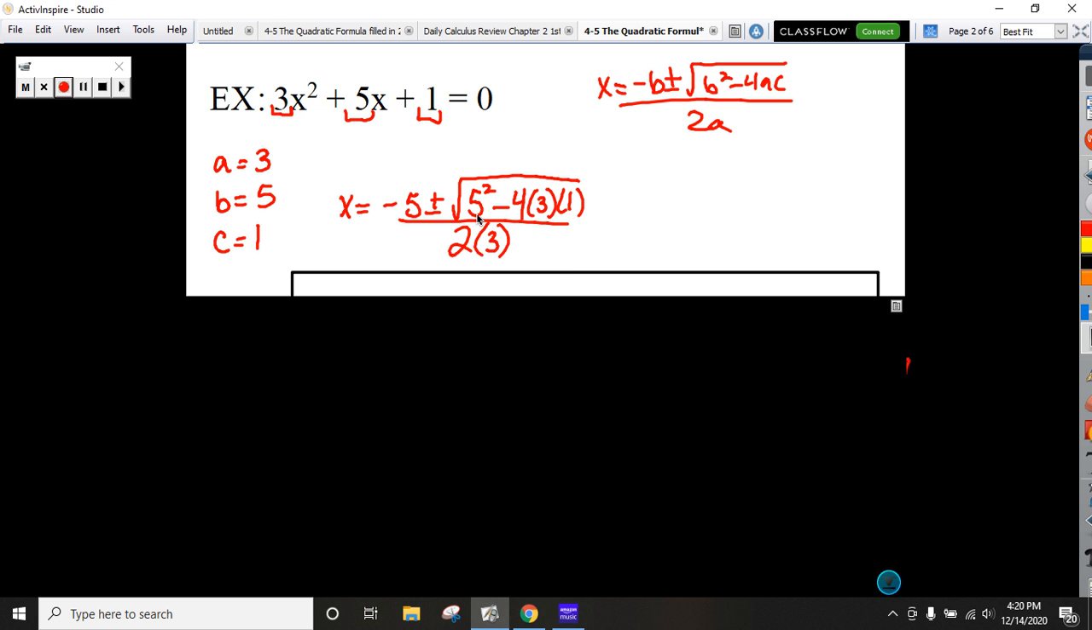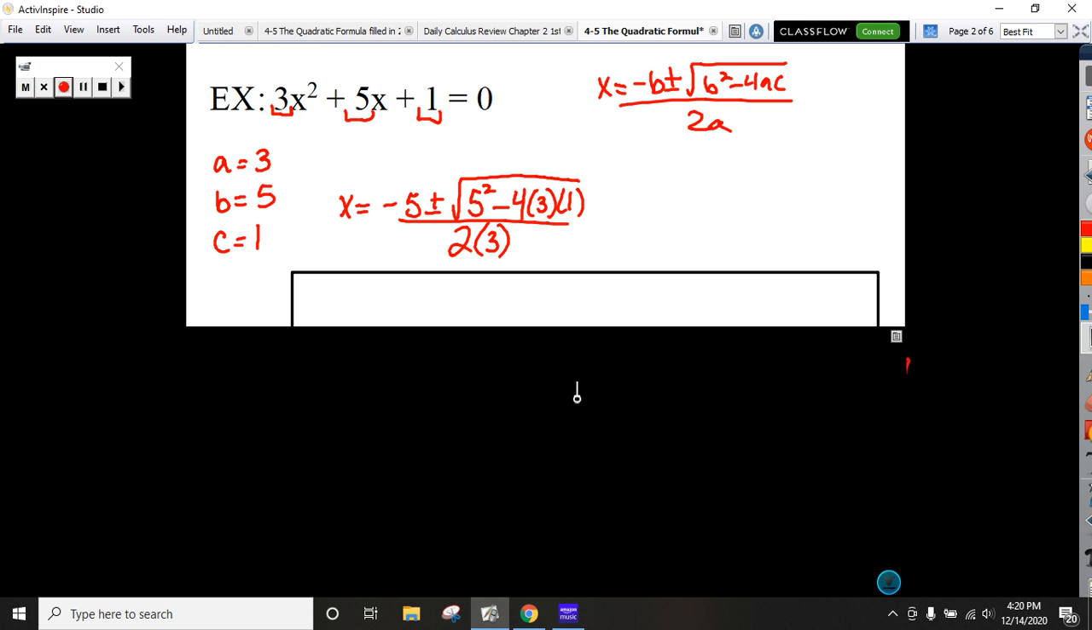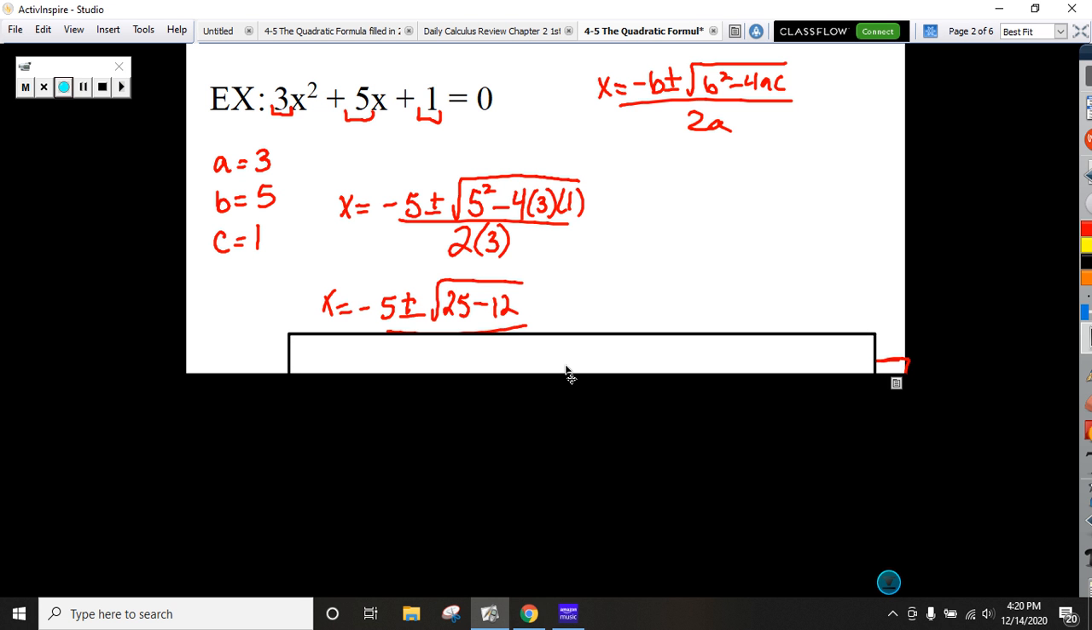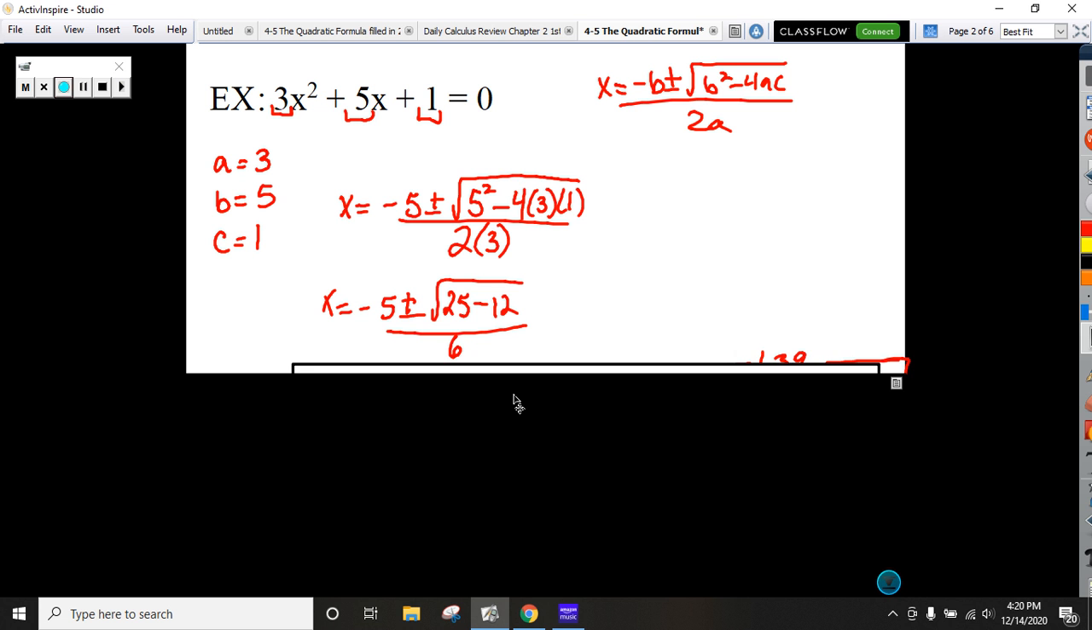So we're going to take 5 squared first, which is 25. And then, like I said, the 4AC part, we're just going to multiply that all together. So if you take 4 times 3 times 1, 4 times 3 is 12, times 1 is 12. So there's our next part of our formula. And you can go ahead and multiply the 2 times the 3. So I'm going to make that 6 now.